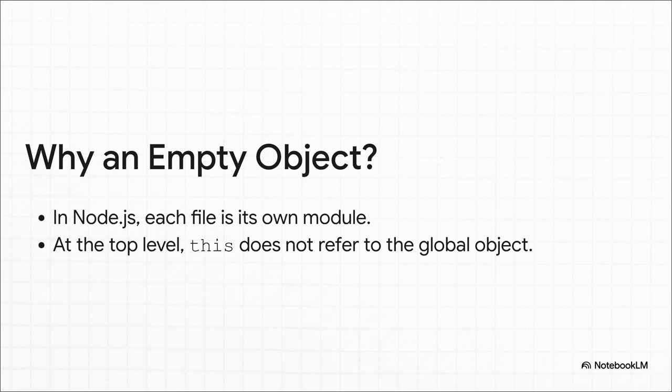Well, it all comes down to one of Node's most powerful features, the module system. In Node, every single file is its own little self-contained module. To keep things clean and prevent variables from accidentally becoming global, Node wraps your file's code in a function behind the scenes. And because of that wrapper, this doesn't point to global. It points to an object that belongs just to that module.